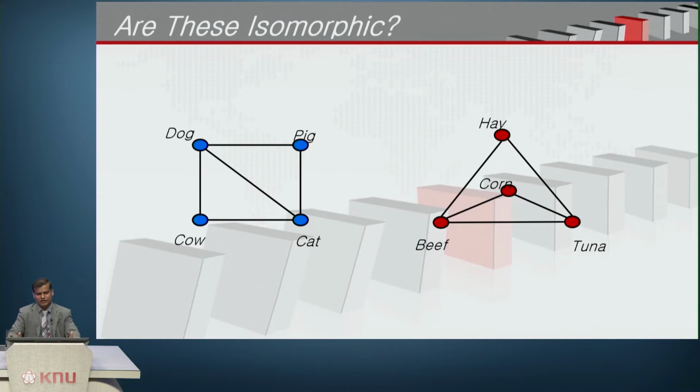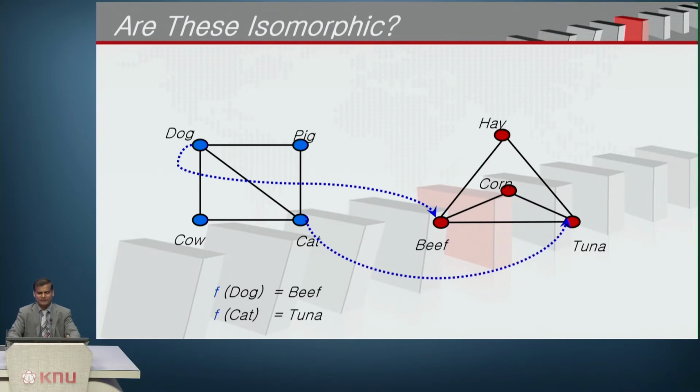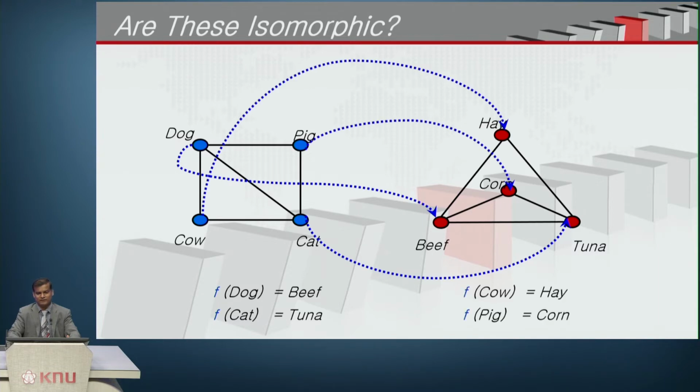So again, another question here: are these two graphs isomorphic? They look quite different, but let's examine them one by one. One way to do this is to see whether all edges and all vertices are preserved as in the original graph. Say, for example, consider the node dog is equivalent to the node beef, the node cat is equivalent to the node tuna, and the dog and cat are connected, beef and tuna are connected. Then the pig is connected to corn, and the cow is connected to hay.